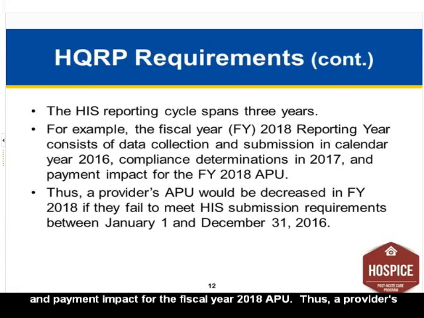Thus, a provider's APU would be decreased in FY 2018 if they fail to meet HIS submission requirements between January 1st and December 31st, 2016. Just to be clear, when we refer to the reporting period, we are referring to the calendar year, or January 1st through December 31st, during which the HIS admission and discharge records were submitted by the hospice. Reporting year refers to the fiscal year impacted by the HIS records submitted 2 years earlier.